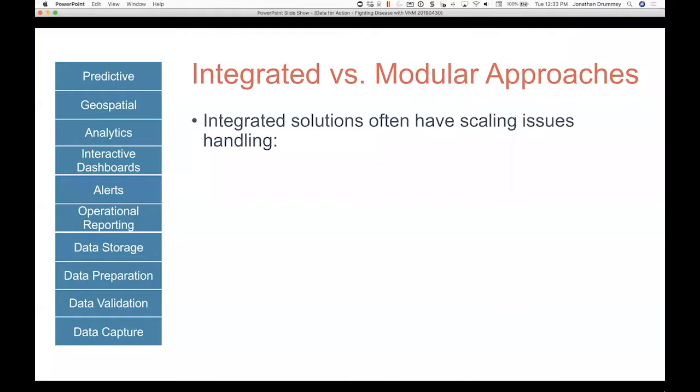And one of the things that we find with integrated solutions is that they often have scaling issues. So for example, handling new conditions. If a system is designed to handle one disease, what happens when there's another one?